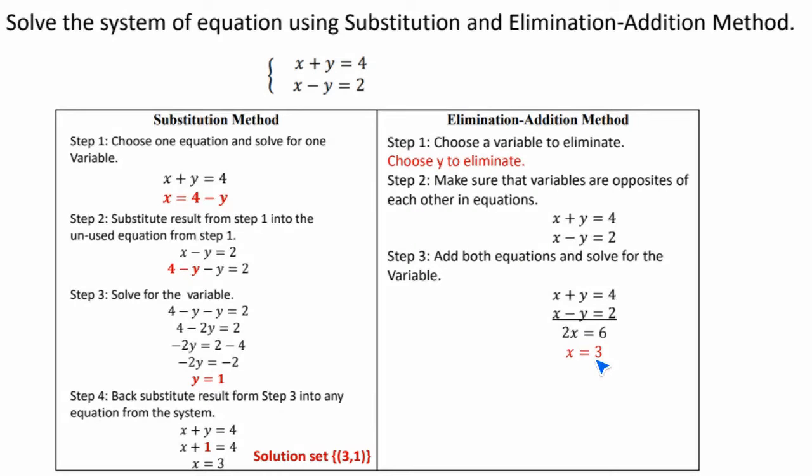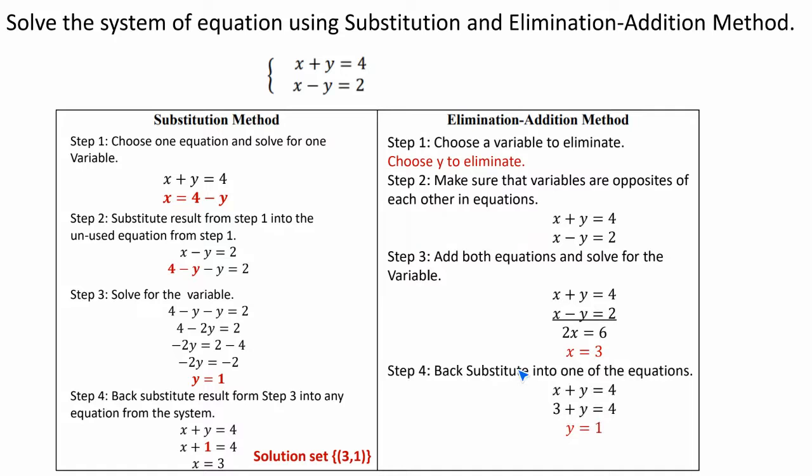So now that you know x, then you're going to go back and find y. So that's going to be your fourth step, is to back substitute. Again, you can pick any equation. So we're going to have x plus y is equal to 4. So x is 3 plus y is equal to 4. Subtract the 3, so we end up with y equals 1. So as you can see, we're going to have the same solution.